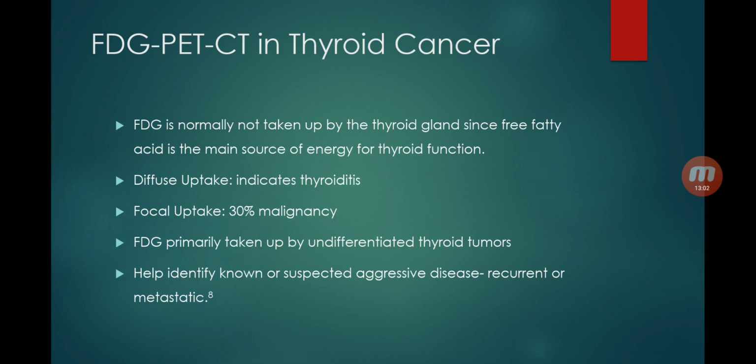Hybrid imaging with PET-CT in the evaluation of a neck mass is generally performed with FDG PET. FDG is normally not taken up by the thyroid gland, since free fatty acid is the main source of energy for thyroid function. Diffuse uptake of FDG generally indicates thyroiditis. Focal uptake of FDG in the thyroid gland represents malignancy in 30% or more of cases. FDG PET-CT is not sufficiently accurate to eliminate the need for surgery in patients with a non-diagnostic biopsy.